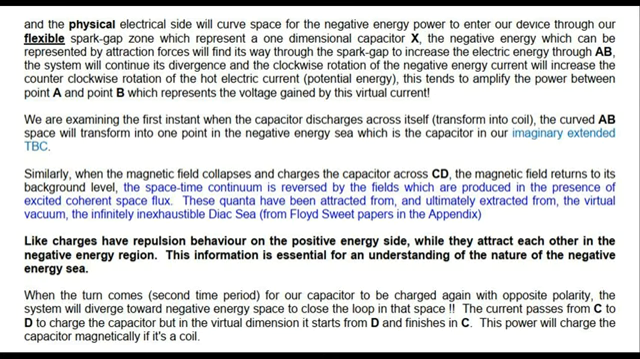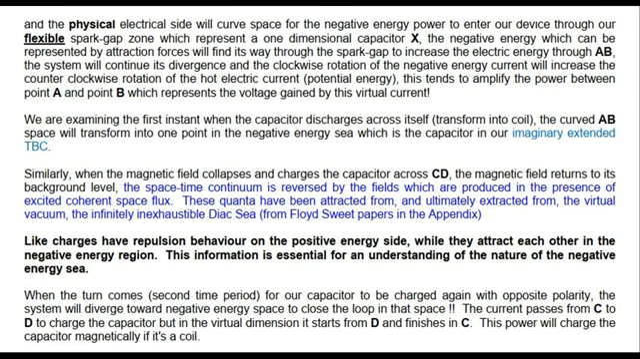imaginary extended TBC. Similarly, when the magnetic field collapses and charges the capacitor across CD, the magnetic field returns to its background level. The space-time continuum is reversed by the fields which are produced in the presence of excited coherent space flux. These quanta have been attracted from, and ultimately extracted from, the virtual vacuum, the infinitely inexhaustible Dirac sea, from Floyd Sweet's papers in the appendix.